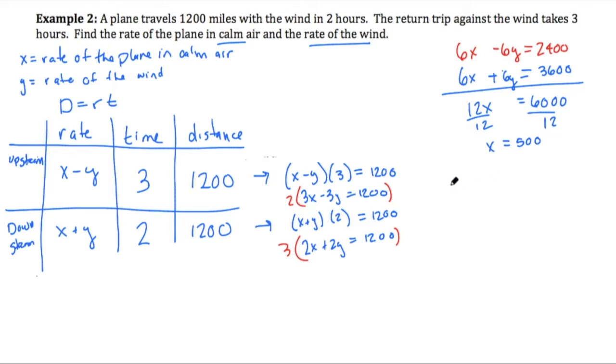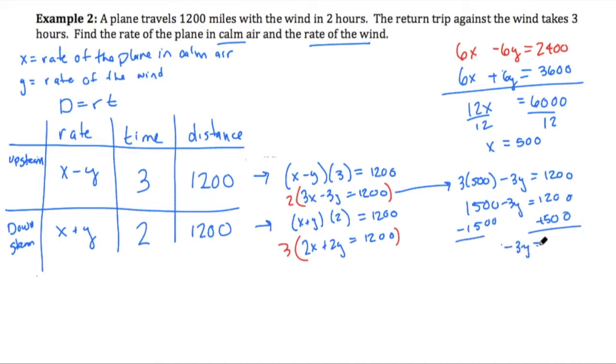So let's go ahead and find out what the rate of the wind is. We can go to any of our equations, back to the original here. It might be safe to go ahead with one of the equations here. So 3 times 500 minus 3y equals 1200. So 1500 minus 3y equals 1200. So we subtract 1500 from both sides, and we get negative 3y equals negative 300, and we divide by negative 3, and we get that y is equal to 100. So the wind against, very heavy wind, is 100 miles per hour against us.